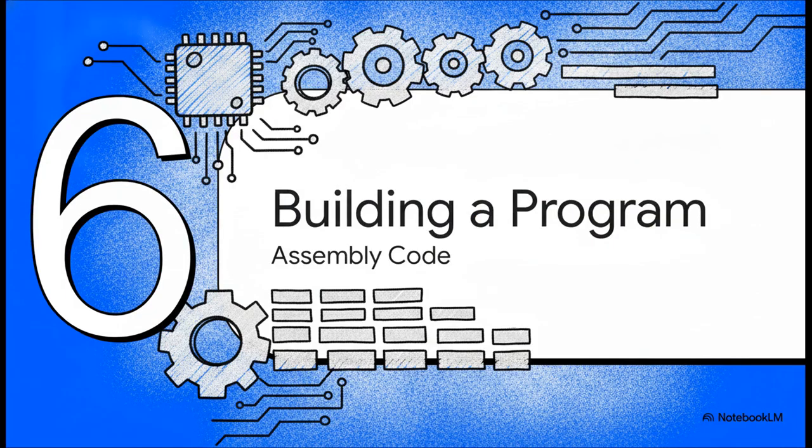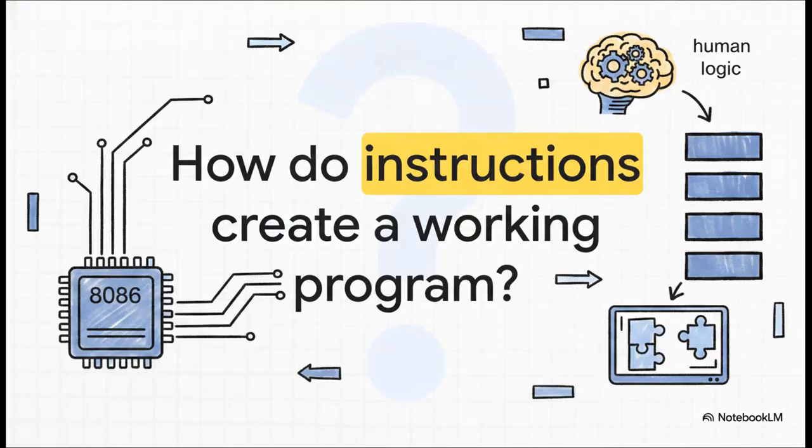Section 6. Building a complete program. So, we've seen the raw commands and we know the rules of the assembler. The big question is, how does our human logic actually look when it's formatted perfectly for the 8086 processor to execute? Let's bring it all together.